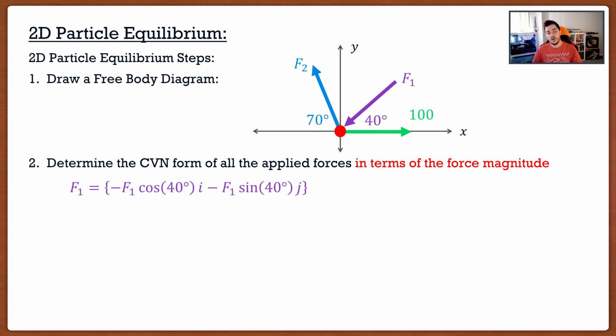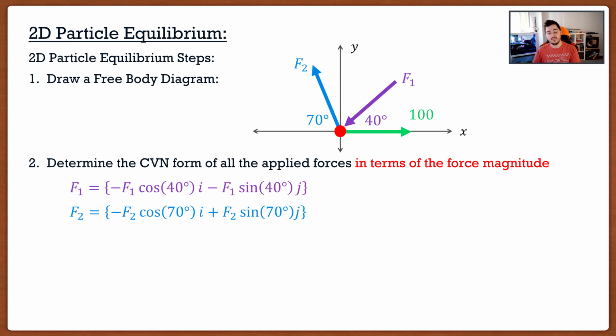So if we look here, we know that F1 is actually an unknown. So we have the components ready, but there's still an unknown inside of those components. For F2, it's going to be the same thing. So F2, it's going to the left, therefore it's going to be negative in the x direction. So we're going to say negative F2 times cosine of 70 degrees. That's going to be the x component. And since it's going upwards, it's going to be positive. So we're going to say plus F2 times sine of 70 degrees. So now I have all of my unknown forces in Cartesian vector notation.